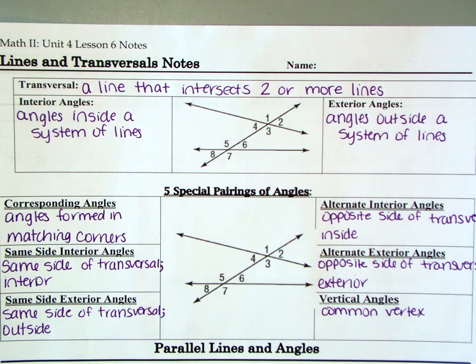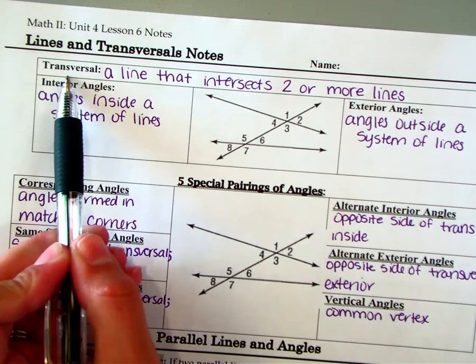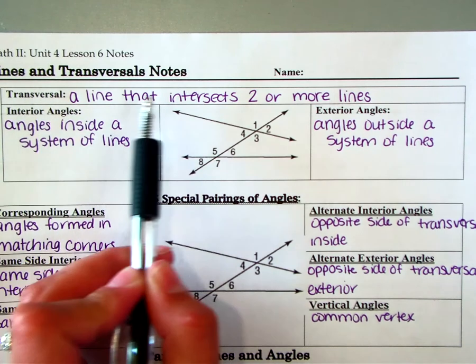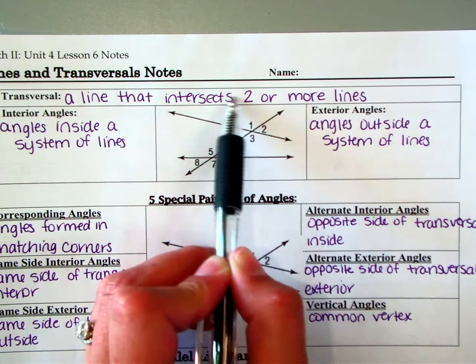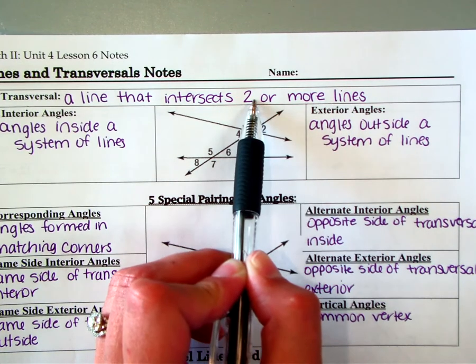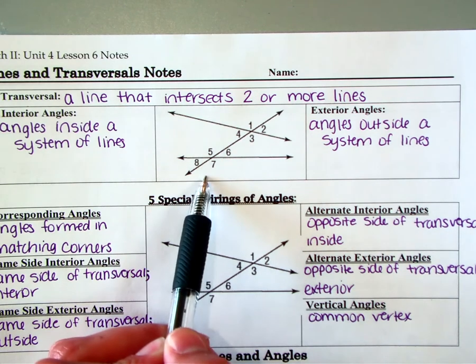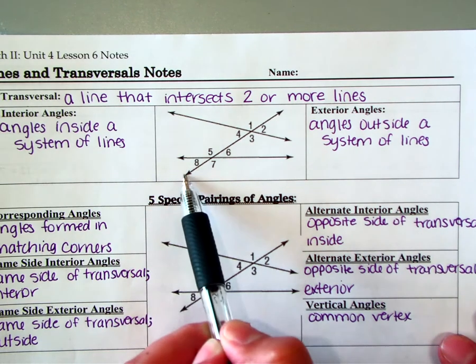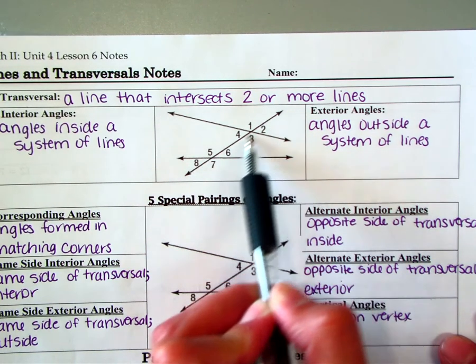Okay, so we're going to talk about lines and transversals. The first thing we need to do is define a transversal. A transversal is a line that intersects two or more lines. When we have two or more lines present, we call it a system. So a transversal is a line that intersects two or more lines. Just like this picture here, my transversal would be this line right here. It's intersecting two lines.